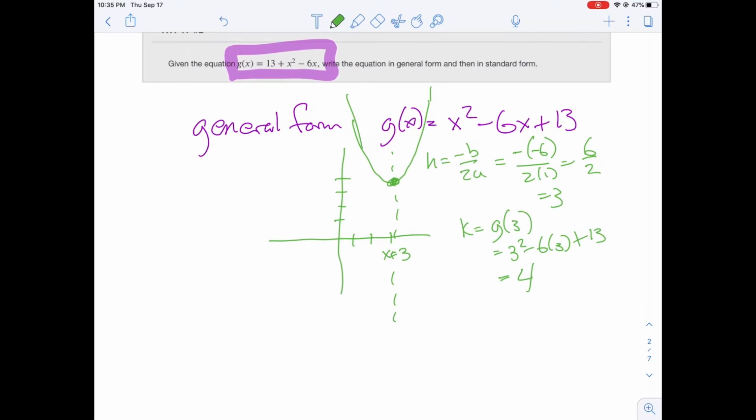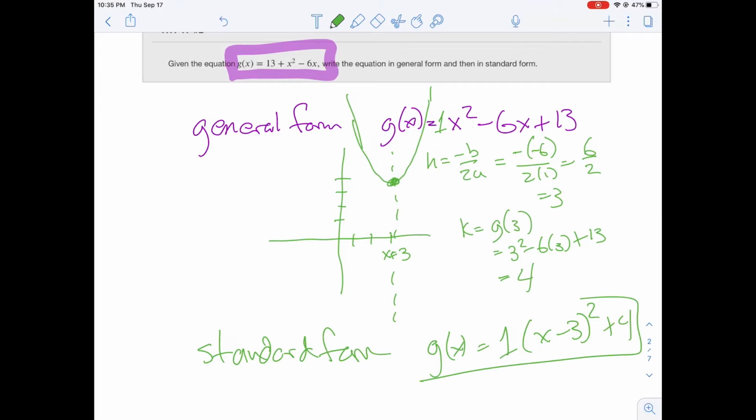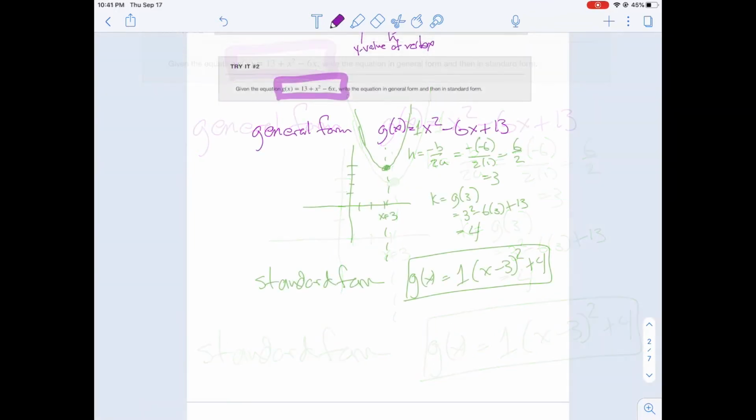And if you know h and k, you can also write it in the standard form. g of x is 1, because there is a 1 in front of the x squared, times (x minus 3) squared plus 4. So once you know how it's been shifted, you can write it in the standard form. You might have also heard about how to find the standard form by completing the square.